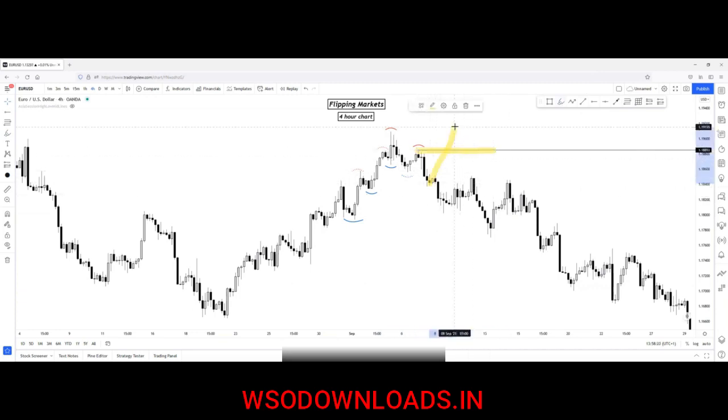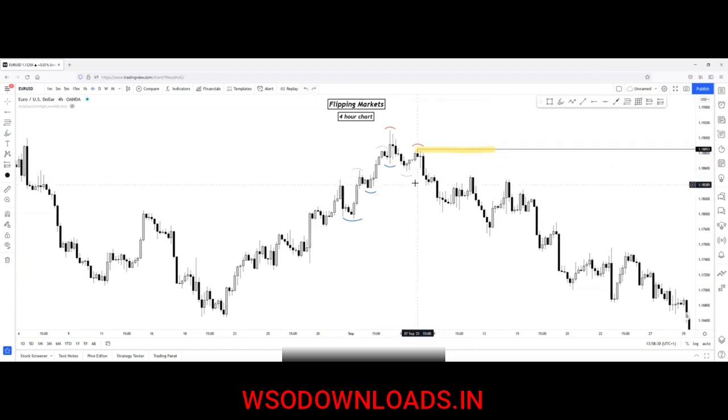If this point breaks, then a new strong low will be created. If price can break through this line, then a new weak low will be created. So as you can see, price did a pullback here, couldn't break above this line. So a new weak low has been created. So I will just mark it here.